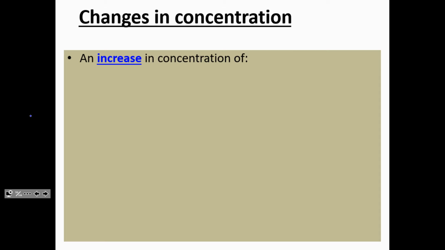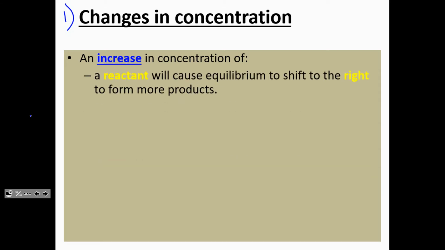So the first change we're going to look at is a change in concentration. We can add more reactants, we can add more products, and we're going to look at how that shifts equilibrium. So if we increase the concentration of a reactant, it's going to cause the equilibrium to shift to the right and form more products. You add things to the left, it's going to go right.